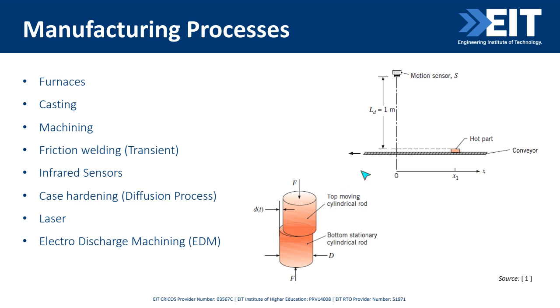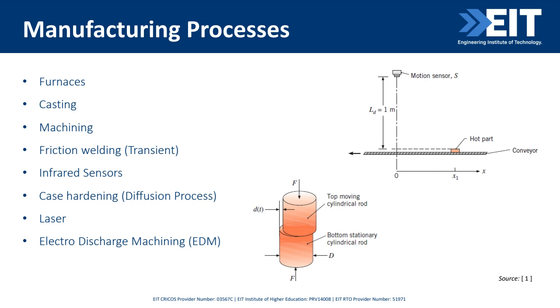And infrared sensors, how do we detect a hot object? So motion sensors, automatic door opening, automatic door closing. In fact, a lot of automation can be done using the heat transfer processes. Case hardening or hardening process we have discussed, and electro discharge machining, an advanced manufacturing process, which typically uses the concept of heat transfer.